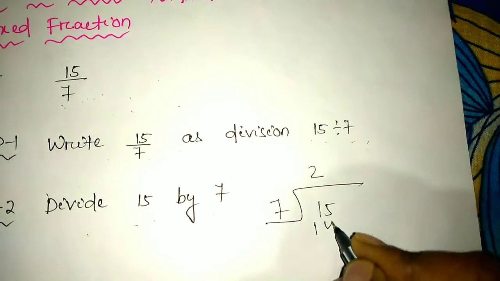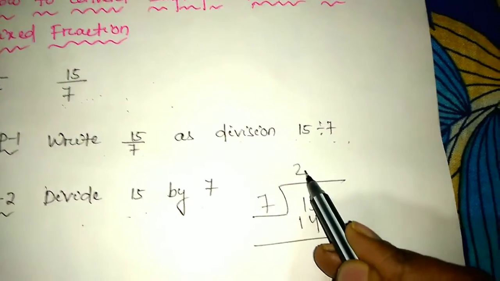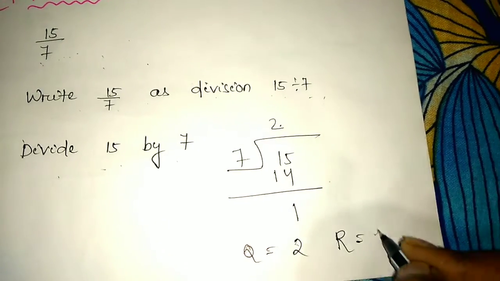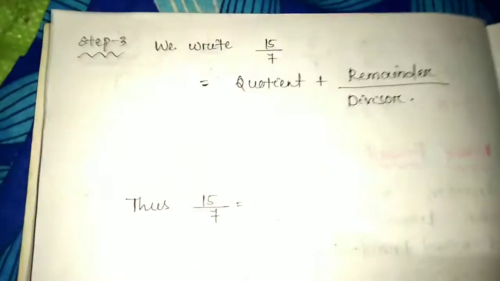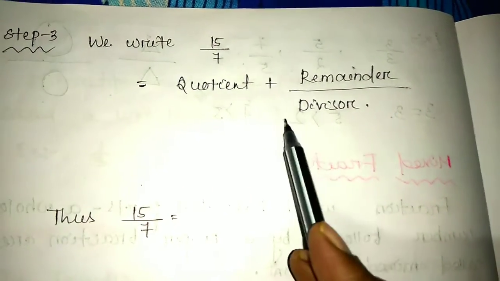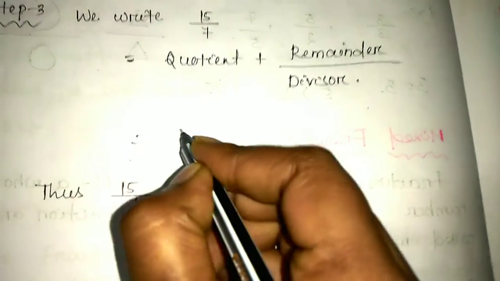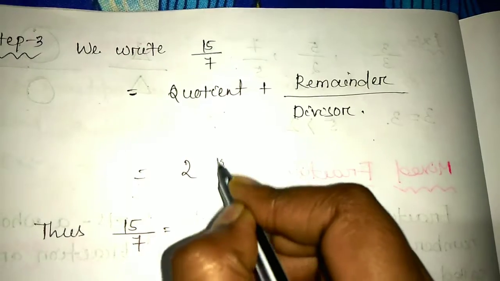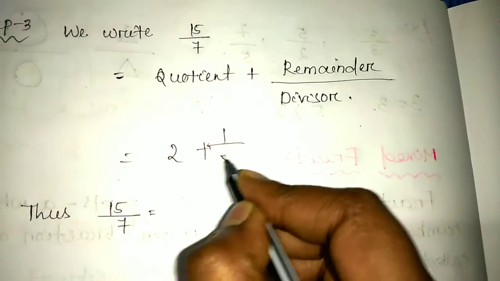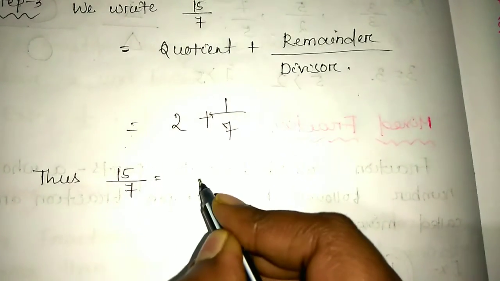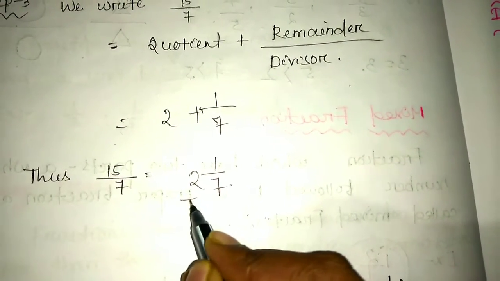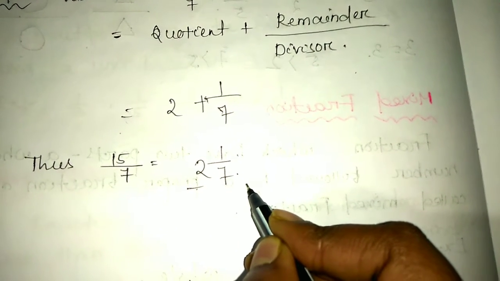7 twos are 14 and the remainder is 1 and the quotient is 2. Here the quotient is 2 and the remainder is 1. Then step 3. We write 15 by 7 as quotient plus remainder by divisor. As you know, the quotient is 2 and the remainder is 1 and the divisor is 7. Thus 15 by 7 is equal to 2 whole 1 by 7. Here 2 is a whole part and 1 by 7 is a proper fraction.